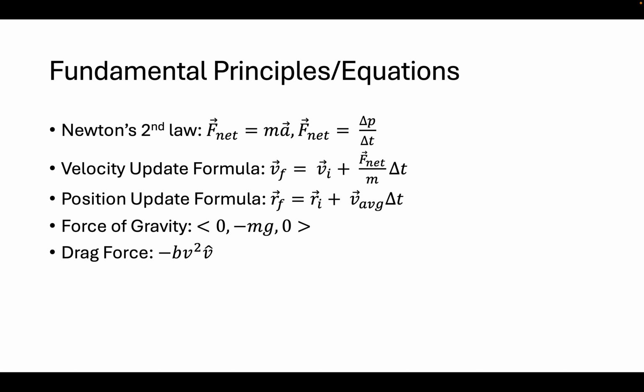Some fundamental principles and equations we'll be using in this lab are Newton's second law, which states that net force is equal to mass times acceleration, or that the net force is equal to the change in momentum over the change in time. We'll also be using the velocity update formula, which is the final velocity is equal to the initial velocity plus the net force divided by the mass times delta t. We can also use the position update formula, which is the final position is equal to the initial position plus average velocity times delta t. And also the force of gravity, which is negative mg in the y direction, and also the drag force, which can be calculated by negative b, the drag force constant, times v squared times v hat.